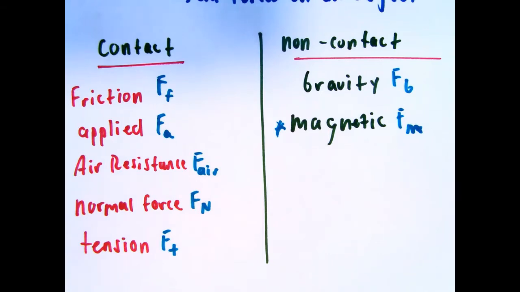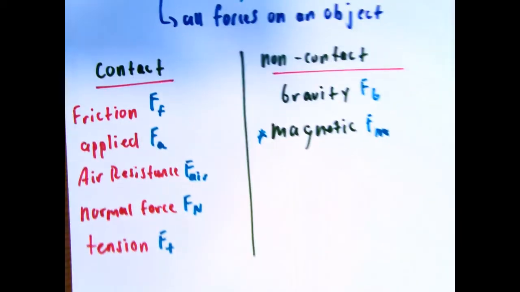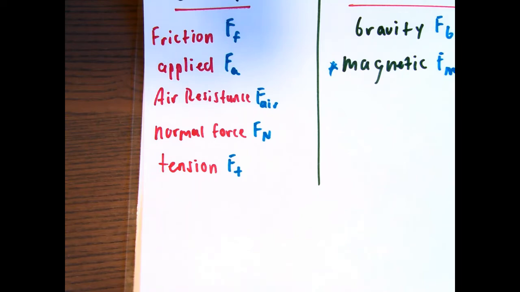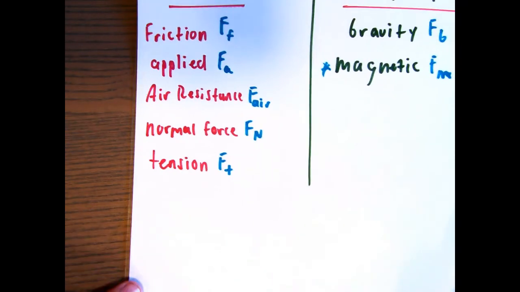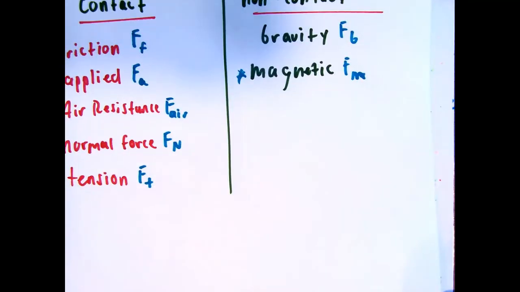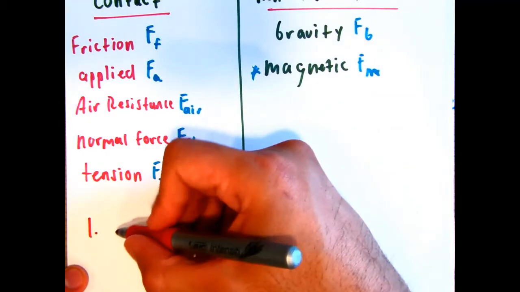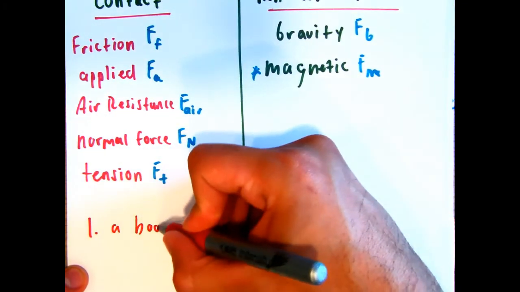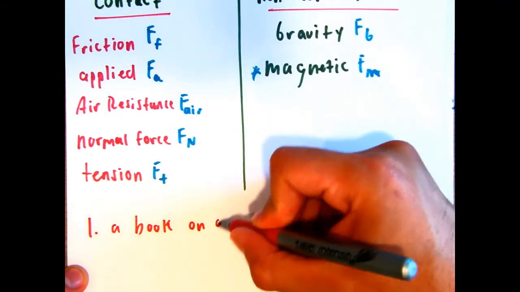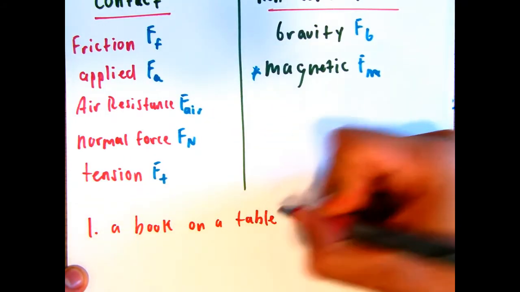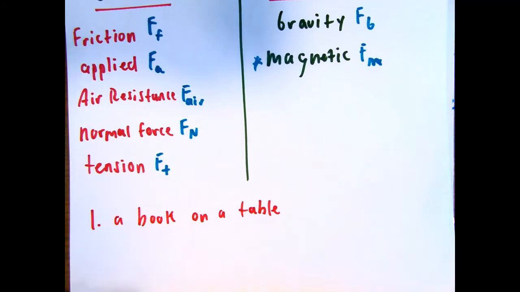Okay, so let's work through various examples and show all the forces that exist on an object. Let's start off with a very simple example. We'll work through about five examples, and I think that'll give you enough understanding of the type of problem you should encounter. So let's say we have a book on a table. If I'm drawing a free body diagram, I want to show all the forces on that.